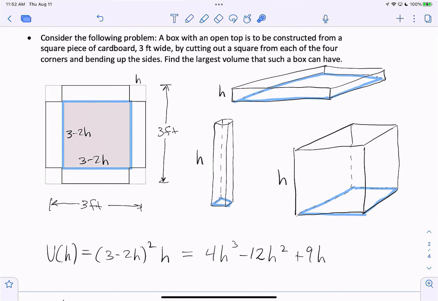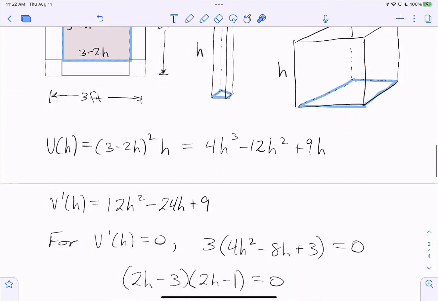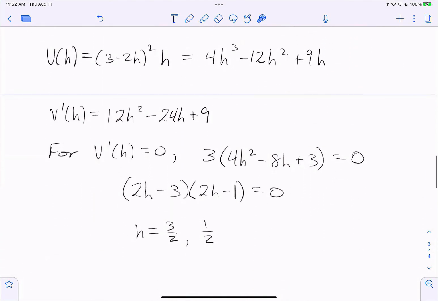Rather than using the product rule and the chain rule, I went ahead and multiplied out our volume function. So I have 4h cubed minus 12h squared plus 9h. Differentiating and setting equal to 0 is going to give me that h equals 3/2 or 1/2. How do I have two answers?